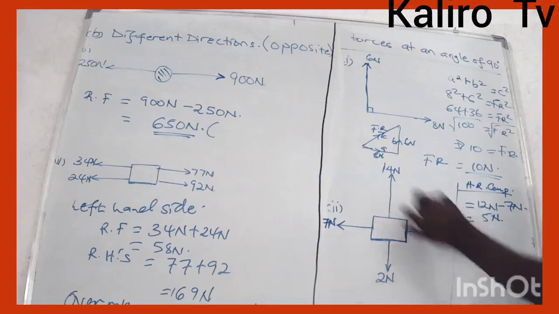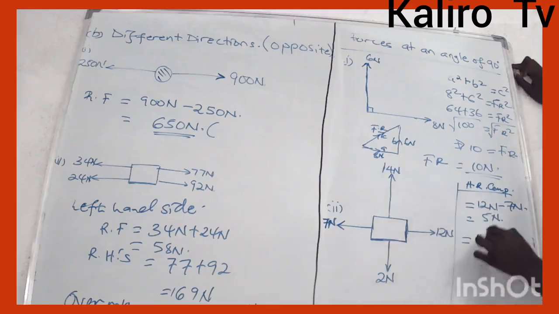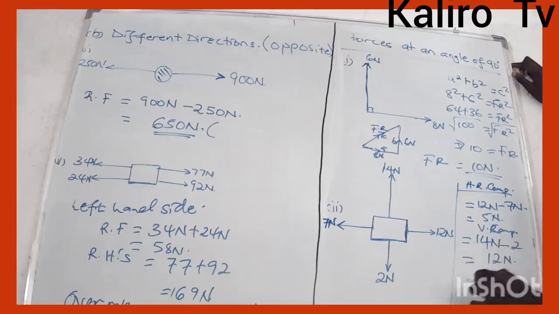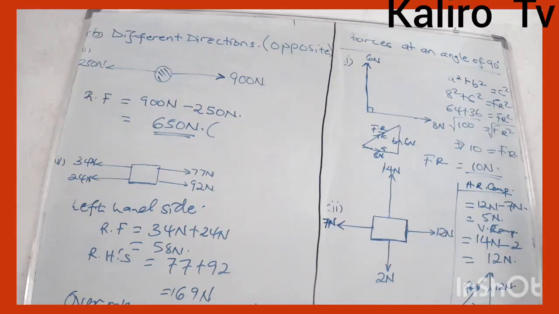And then we check for the vertical component, which we shall have as 14 minus 2, which gives us what? 12 newtons. Then we do what we call a force diagram. This one will be going there, and this one also will be going this way. So the force resultant will be here. This will be the 5, and this will be 12 newtons. And then we apply our formula and we come out with it.